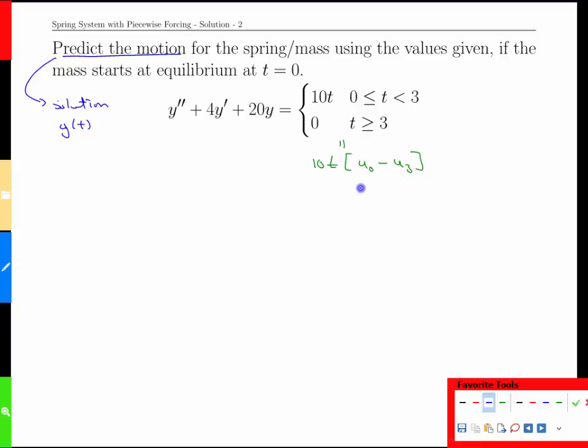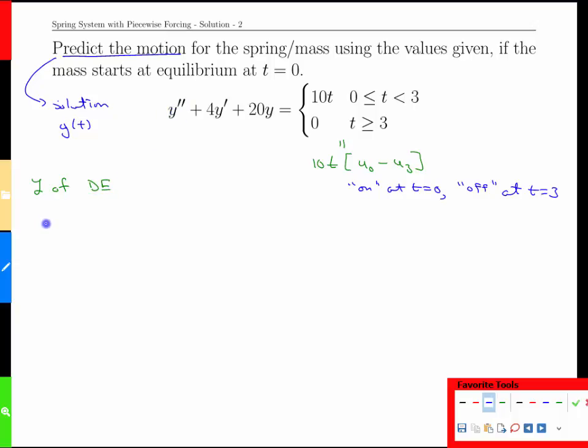This combination here indicates that we're turning on the function 10t at t equals 0, and that it's going to turn off at t equals 3. This one will be active starting at time 0, but then when we subtract u3, once we get past time 3, both of these are on. I'll get 1 minus 1, and we'll get 0 for all the values past t equals 3. Now we're ready to take the Laplace of the differential equation.